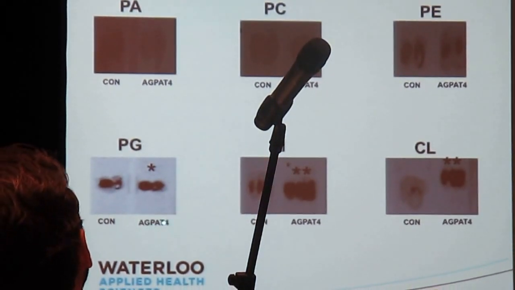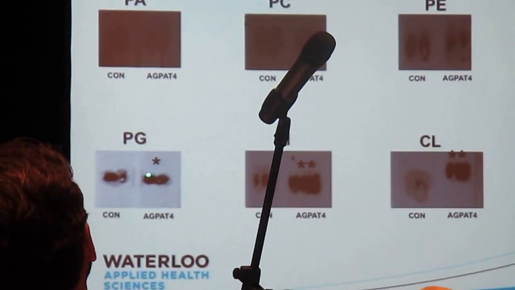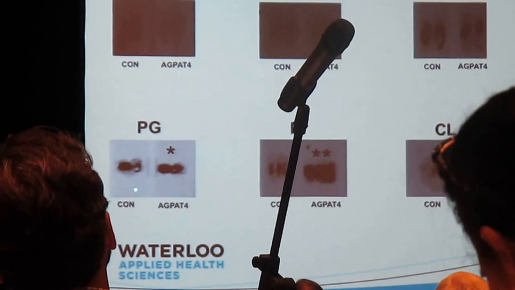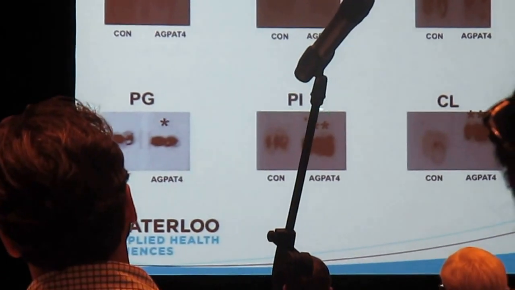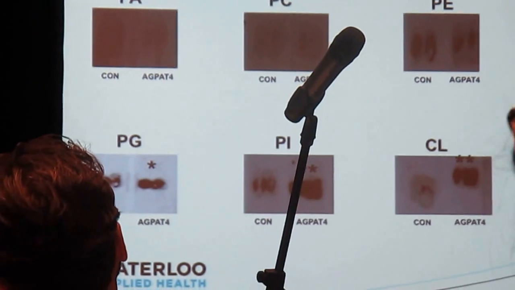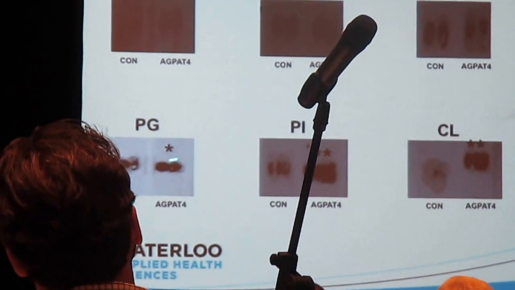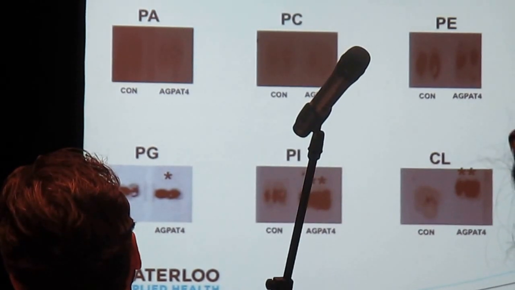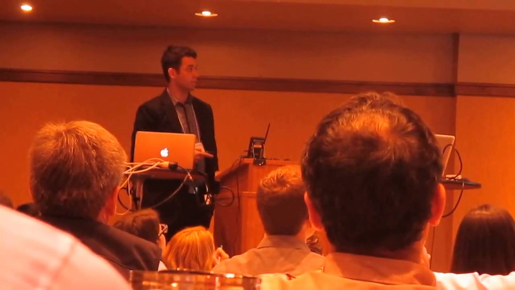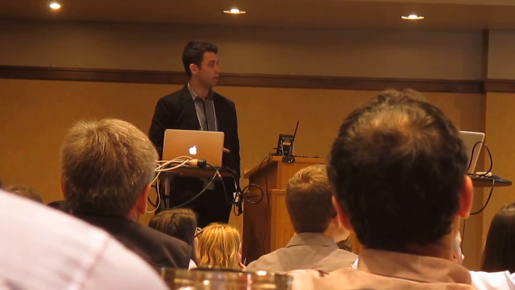When we get to this group, however, we see that the amount of phosphatidylglycerol that's synthesized by AGPAT4 is significant as compared to the control. We see the same effect with phosphatidylinositol and cardiolipin. So in vitro, AGPAT4 is producing PG, PI, and cardiolipin. But what happens in vitro is not necessarily what happens in vivo. And so AGPAT4 is either acting as an ALCAT, an acyl-CoA lysocardiolipin acyltransferase, which would be converting lysocardiolipin into cardiolipin, an LPGAT, which would be producing phosphatidylglycerol, or an LPIAT, a lysophosphatidylinositol acyltransferase, which would produce phosphatidylinositol.